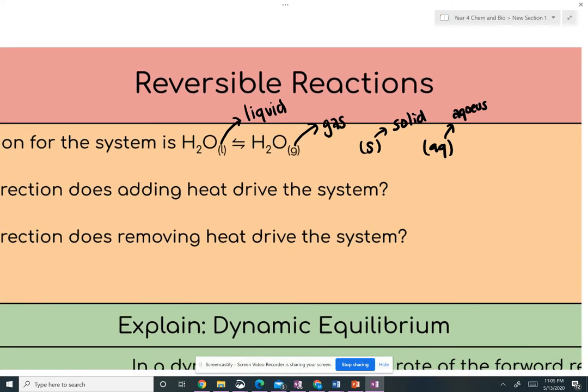Aqueous means that it's mixed in. An example of something that's aqueous is salt water. The water and the salt are already mixed together, so that's an aqueous solution. And there are many things in chemistry that are salts that you can combine.